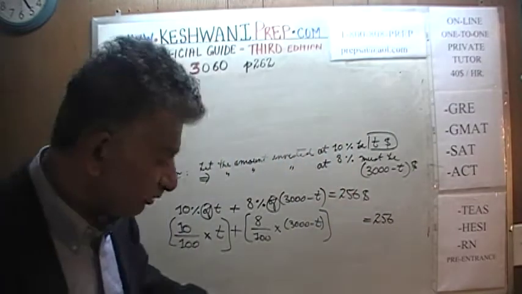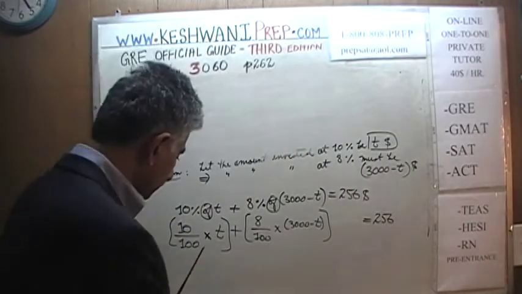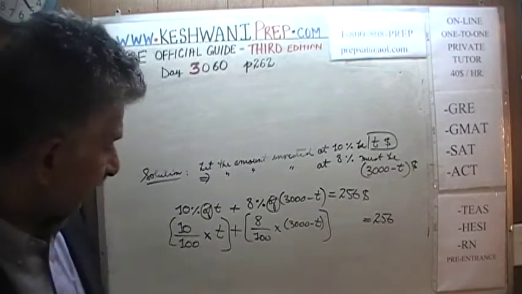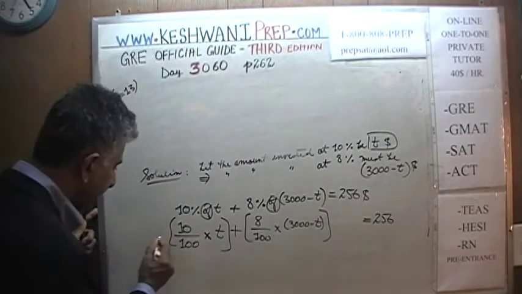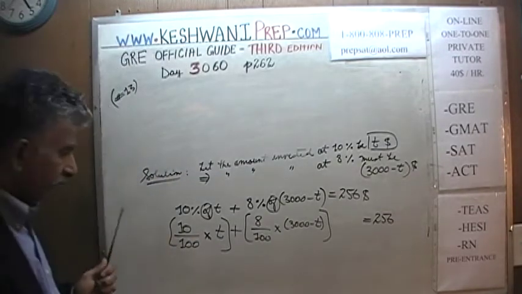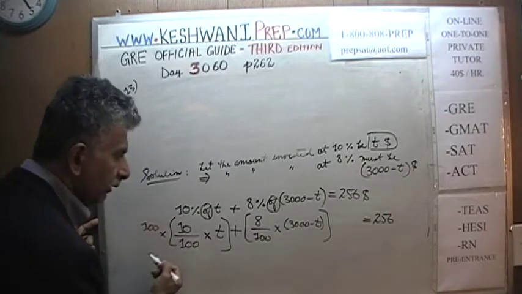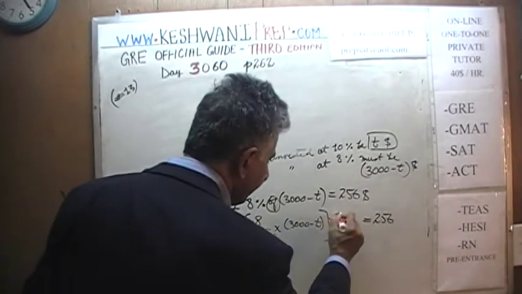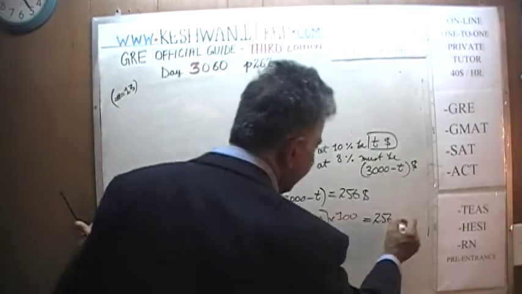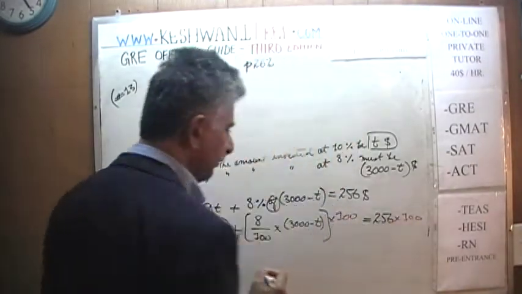Even though we don't need to show this baby step that we're about to show, I'm just doing it for your benefit. So we're going to take this entire equation and multiply by 100. Here's the first term, we multiply it by 100. We multiply the second term by 100. And we multiply this side of the equation by 100.